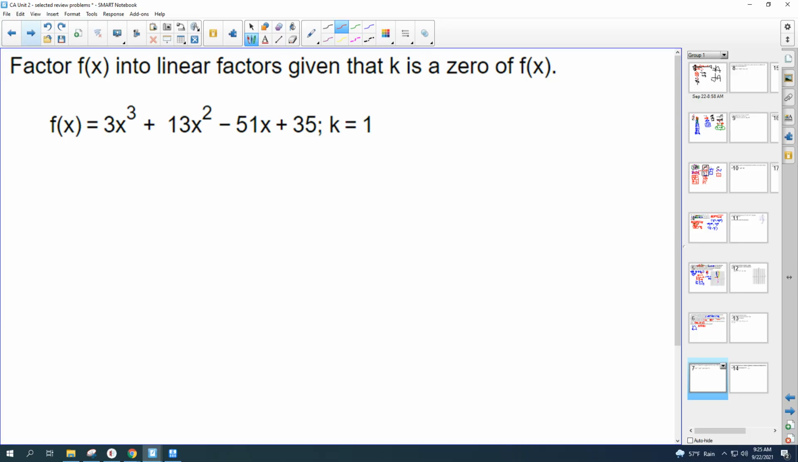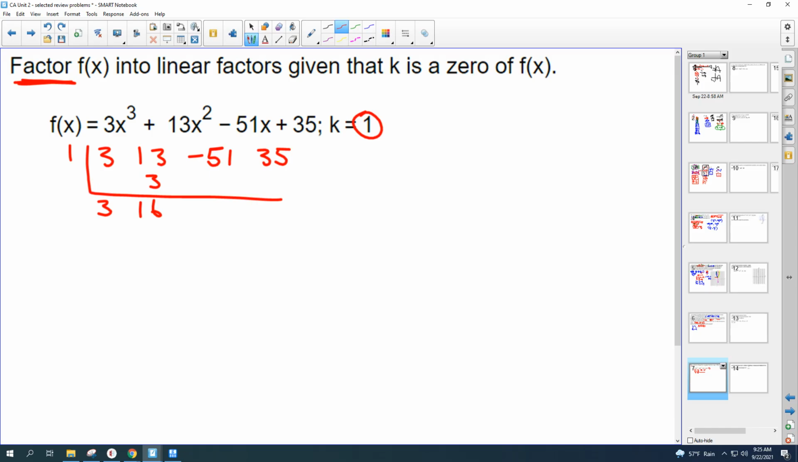Factor into linear factors. So this seems more recent, given that k is a 0. All right. So I know some of you have had a hard time with factoring and what that means, but they're giving me one of the zeros. So that's a huge break. This is where we use that synthetic division. Add down and multiply, add down and multiply, add down and multiply, add down.